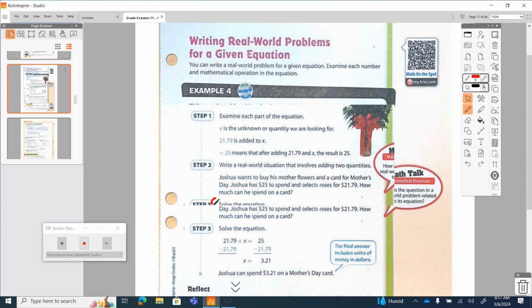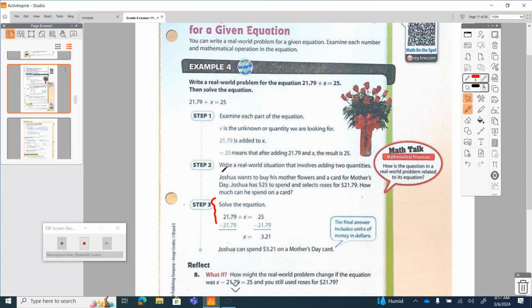Okay, Joshua wants to buy his mother flowers and a card for Mother's Day. He has $25 total. Okay, so he wants to buy roses plus a card, and he has $25, okay? That's how they got that equation. The roses are $21.79. How much can he spend on a card?